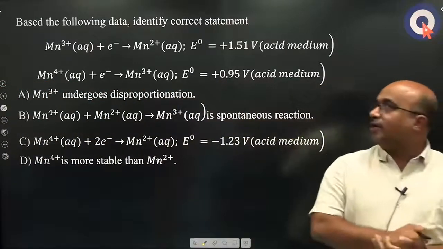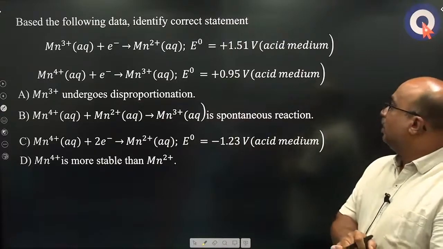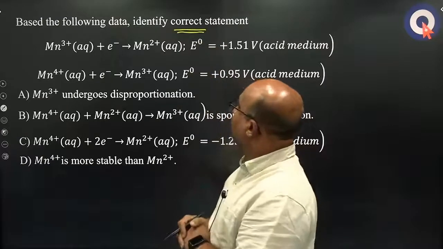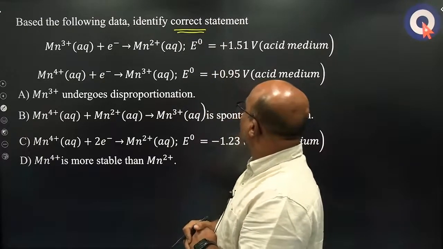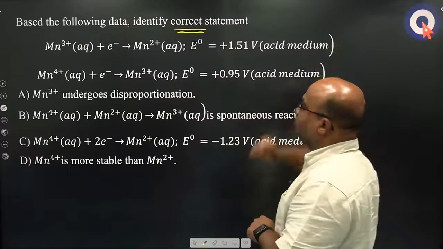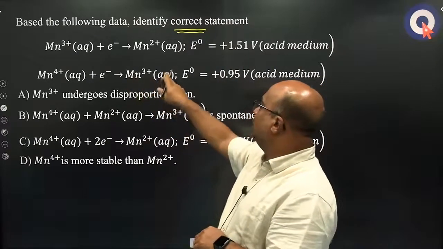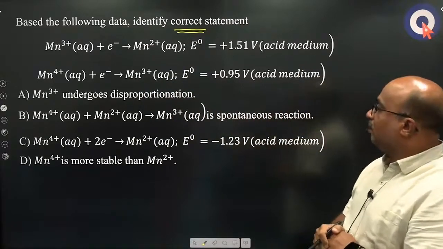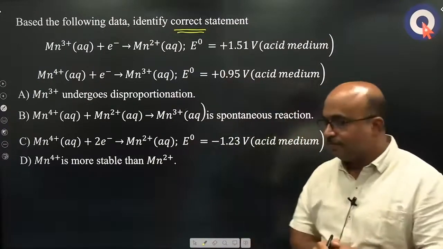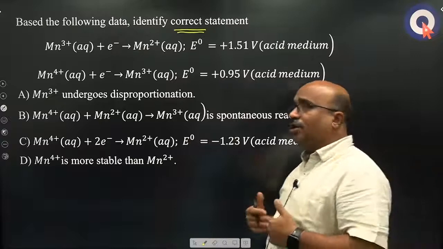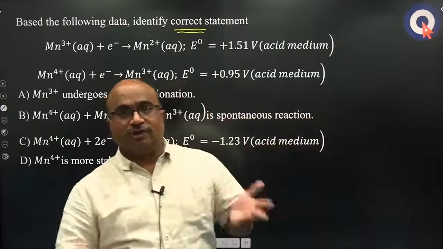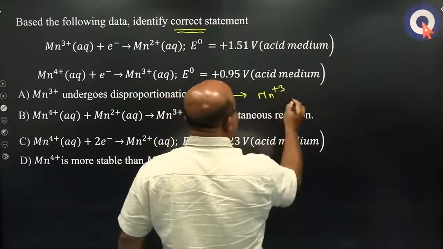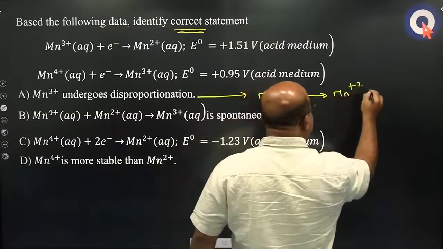Now, based on the given conditions, or potential values, identify the correct statement here. Mn plus 3 plus electron is converting into Mn plus 2 with a potential of 1.51 in acidic condition. Mn plus 4 is giving Mn plus 3, with this potential. So Mn plus 3 undergoes disproportionation, meaning Mn plus 3 may convert into a reduced form and an oxidized form. What is meant by disproportionation here? Mn plus 3 should undergo reduction according to the given condition. To which state does it have to go?